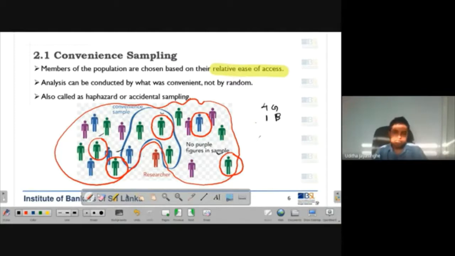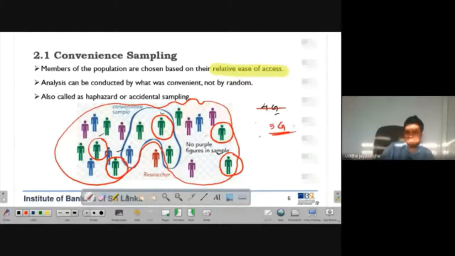To make things very interesting, let's try to get the fifth person also something like this. This is the fifth person. Now, what is my sample? I have 5 green men. Now, if I just try to make a decision by merely looking at the sample, what is the problem? I can only think, okay, green is the element that is in this sample.